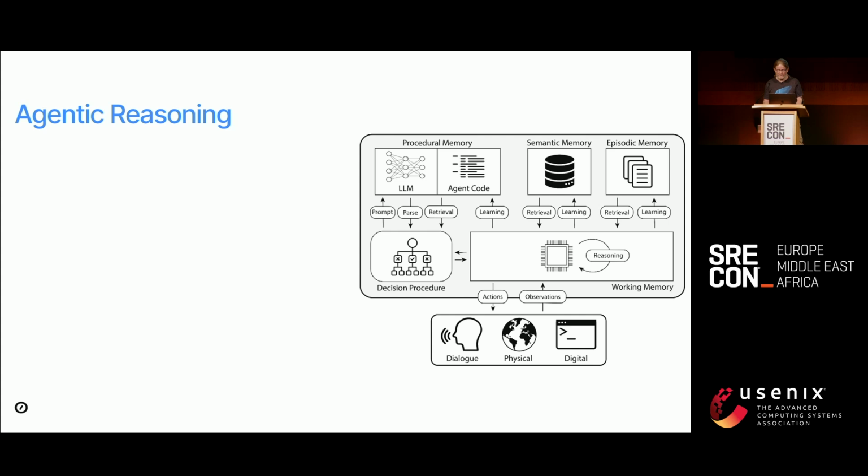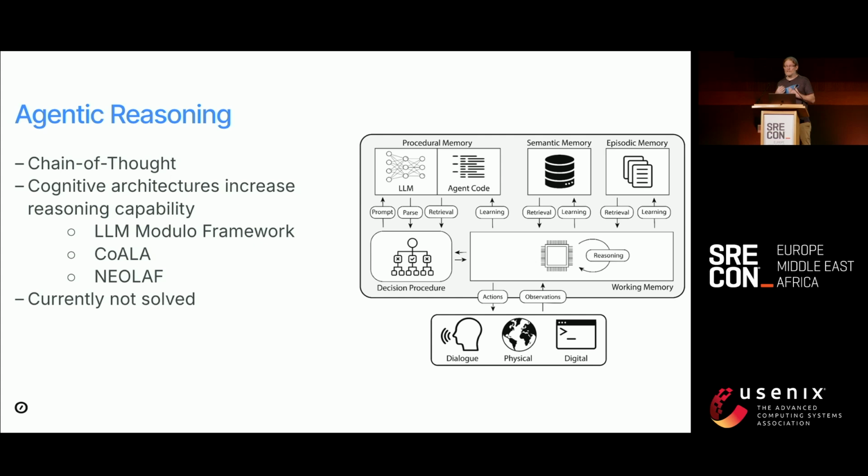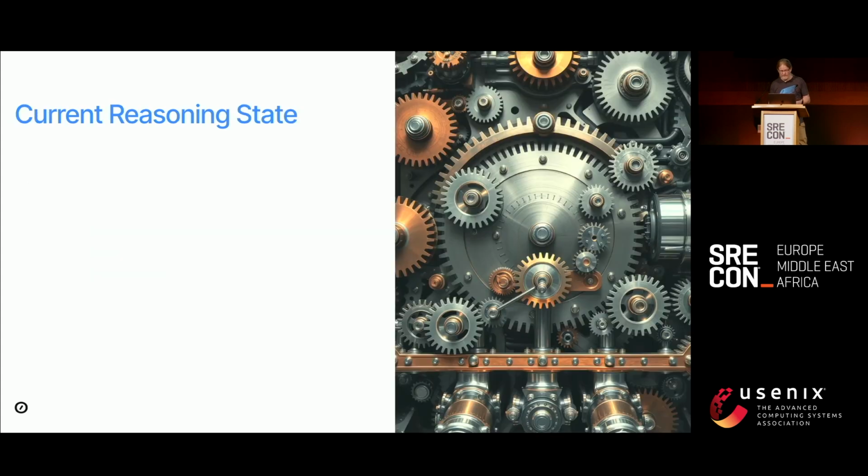Agentic reasoning, however, is a whole different thing. This is the chain of thought that I was showing earlier. Here you also look at cognitive architectures that you implement, like the one on the right, which is the Koala thing. You have the Modulo framework. You have NeoLAF, which is neurosymbolic, and all of these things are active areas of research. But the bottom line is it's currently not solved. You cannot just take some sort of a thing and implement that reasoning, and your agent will be able to call tools and infallibly get to the end result. It's just currently not solved.